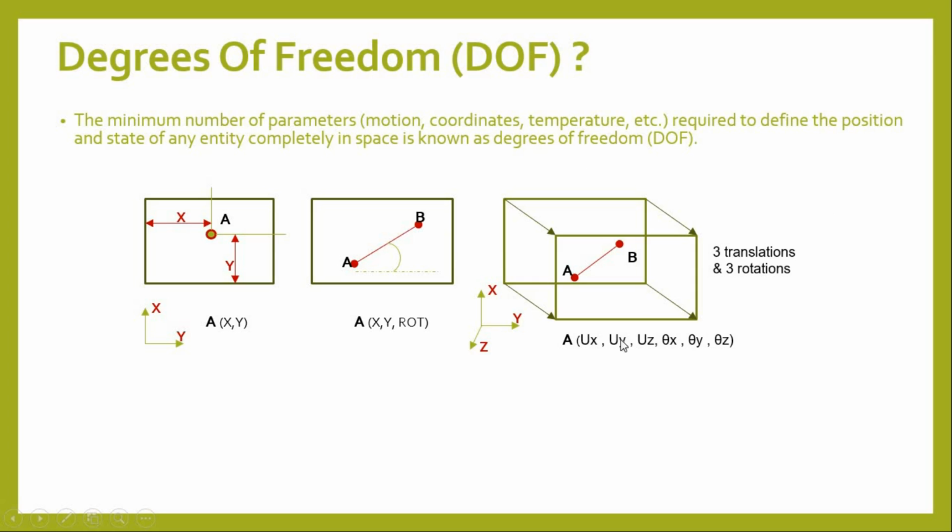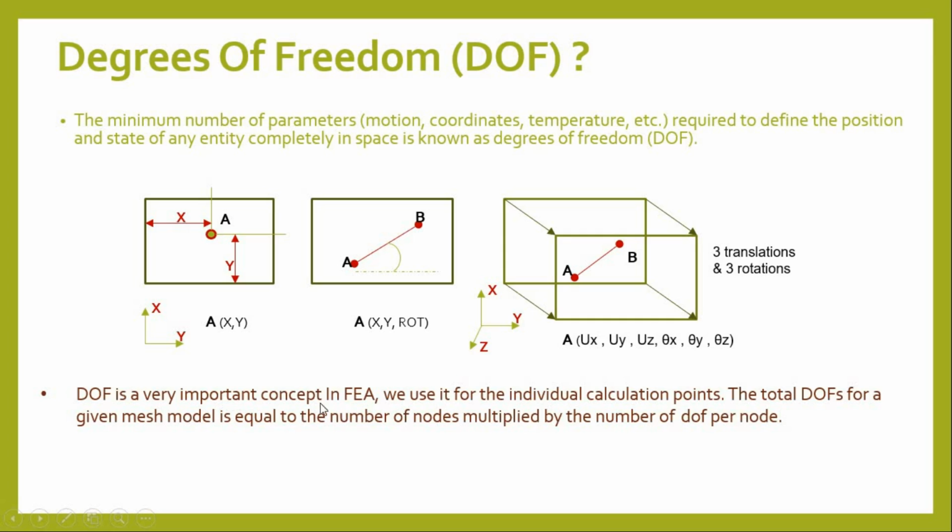Suppose this line is in a cubical kind of structure. In that case we need at least 3 translations as well as 3 rotations to define this line AB. That is UX, UY, UZ: displacement along X, Y, Z and rotation along X, Y, Z. So 6 degrees of freedom come into the picture. The DOF is a very important concept in FEA. We use it for the individual calculation points. The total degrees of freedom for a given mesh model is equal to the number of nodes multiplied by the number of degrees of freedom per node.